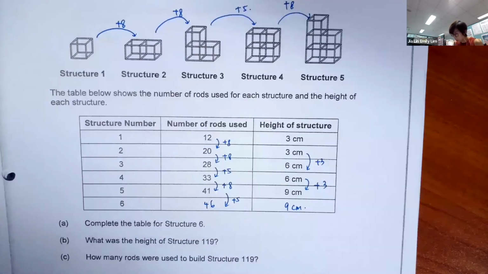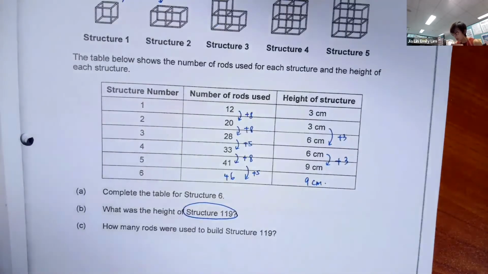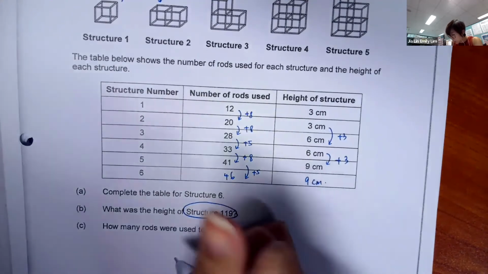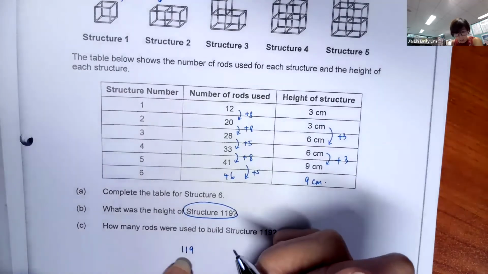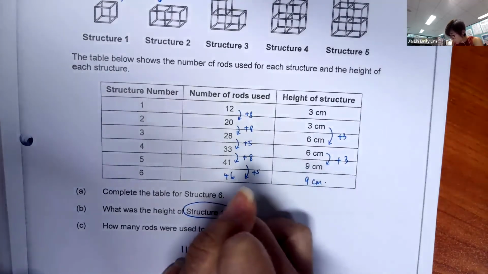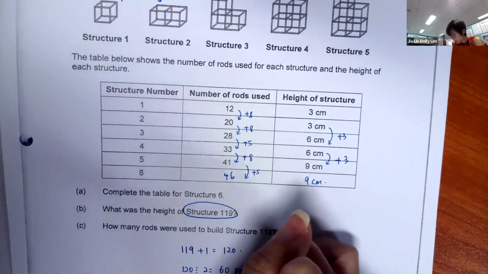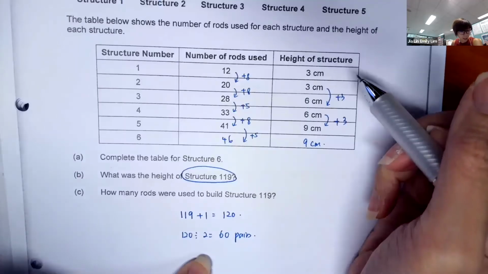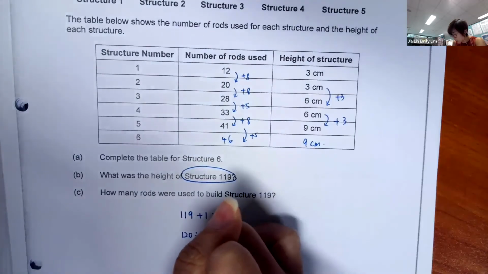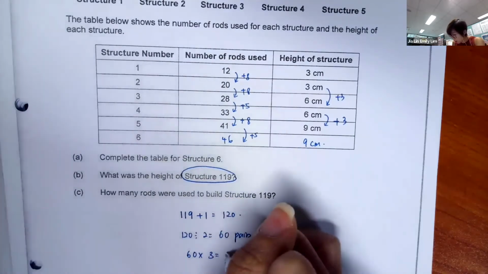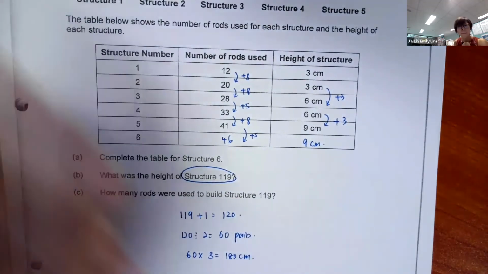Okay. So if I want to find the height of structure 119, I have to find how many pairs there are. So I will take 119 plus 1, which is 120. 120 divided by 2, so there are 60 pairs. And then I'm going to multiply by groups of 3. So 60 times 3 will be 180 cm. That will be for part B, 180 cm.